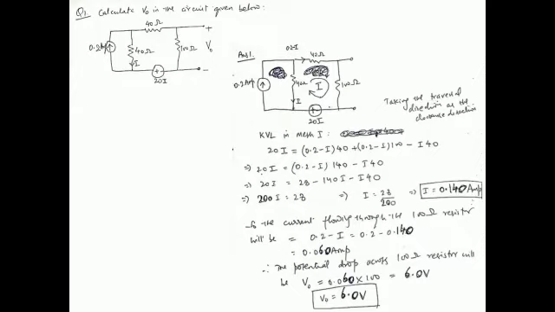The current flowing through the 100 ohm resistor will be simply 0.2 minus I, which is 0.06 amperes, and therefore the potential drop across the 100 ohm resistor will be 0.06 times 100, which is equal to 6 volts. So the answer for the potential drop across the 100 ohm resistor is simply 6 volts. I hope you have followed this video lecture well.